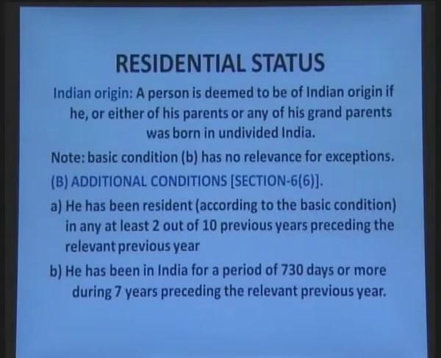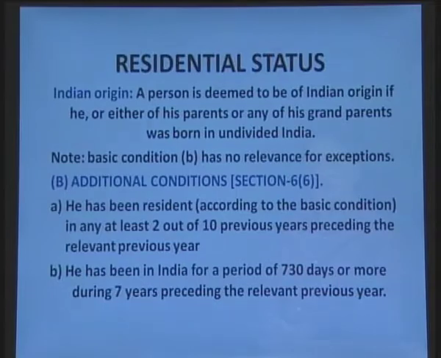Now, second is additional conditions. Additional conditions are contained in section 6 subsection 6. Now, the first condition is that he has been resident according to the basic condition in at least 2 out of 10 previous years preceding the relevant previous year.